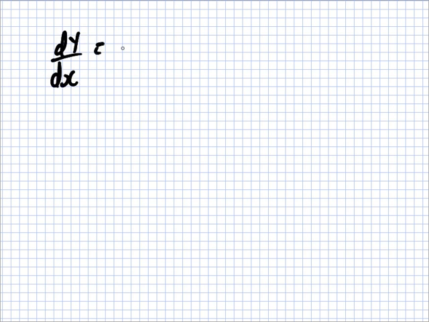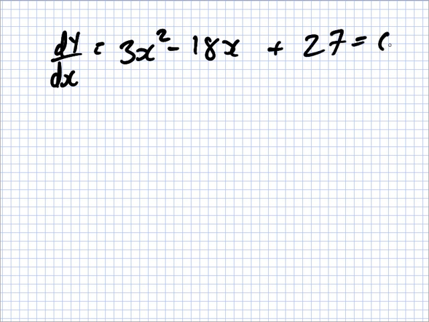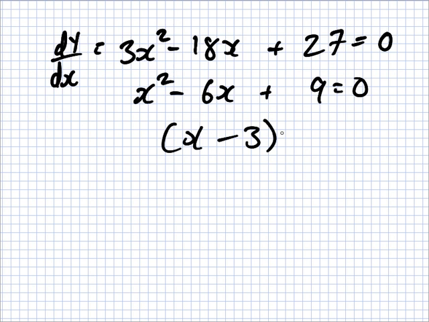So the derivative is 3x squared minus 18x plus 27, and that should equal 0. So if I divide by 3, that's x squared minus 6x plus 9 equals 0. So (x minus 3) squared equals 0. So x equals 3. Show that there's only one stationary point and find its coordinates. Did you get the y? It's 4.